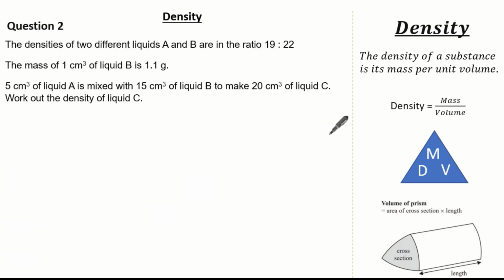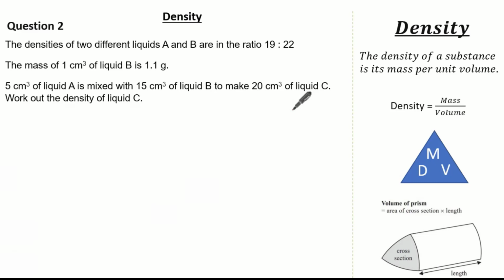So let's have a look at a harder question. Here the question says the densities of two different liquids A and B are in the ratio of 19 to 22. We know the mass of 1 centimeters cubed of liquid B is 1.1 grams. We also know 5 centimeters cubed of liquid A is mixed with 15 centimeters cubed of liquid B to make 20 centimeters cubed of liquid C. We're asked to work out the density of liquid C.